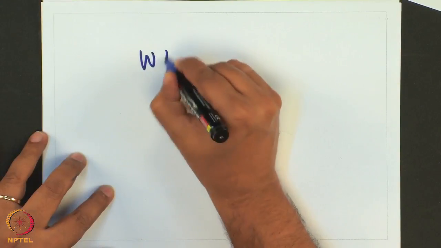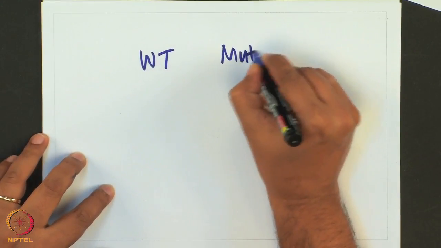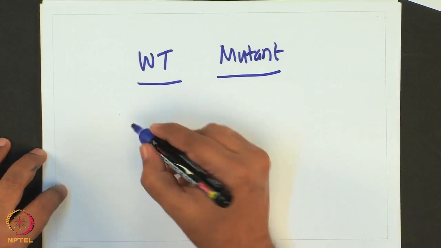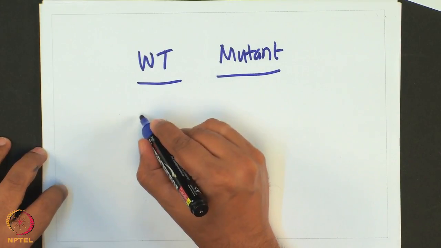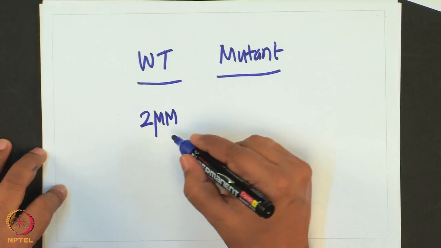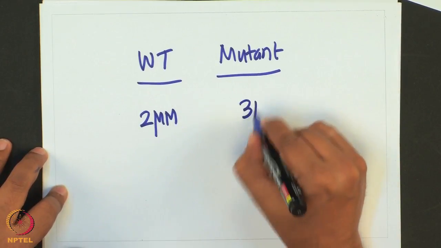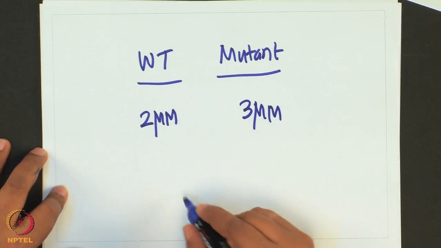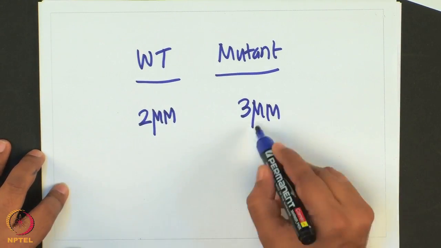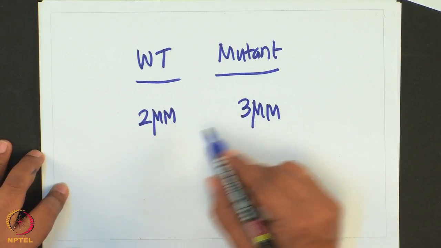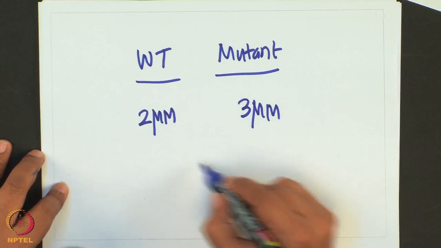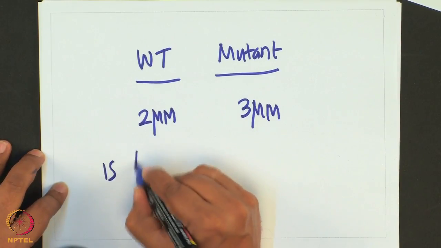So, it is always you will have a wild type and a mutant, and you measured some gene expression and you got here gene expression as 2 micromolar of protein being produced. Here you got 3 micromolar. So, is this different? Is this very different, or are 2 and 3 within the error? Is this difference statistically significant?